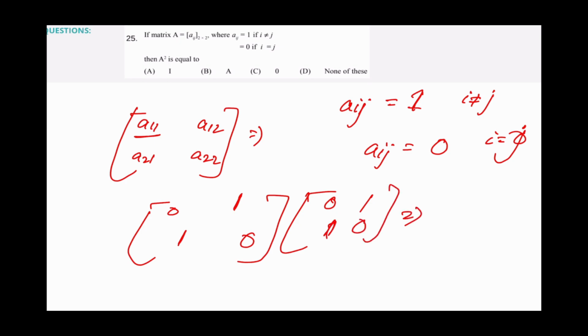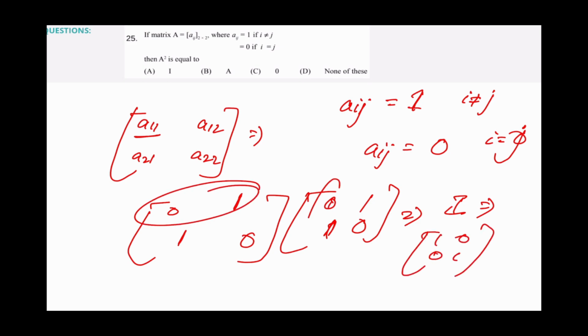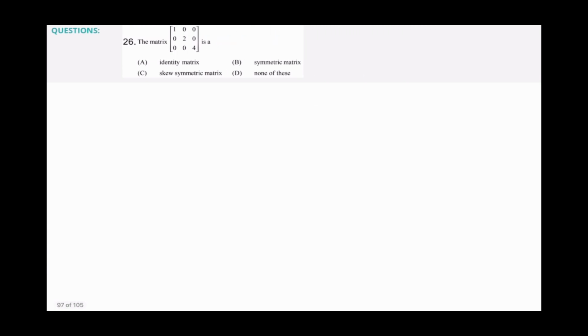So what will you get, student? Pretty simple. If you square it, you will get an identity matrix. Square it and see it. You will get 1, 0, 0, 1. This into this will be 1. Now this into this will be 0. So you can check it easily. Identity matrix. Next part, what we have is the matrix. Is this identity, symmetric, skew, or none of these?